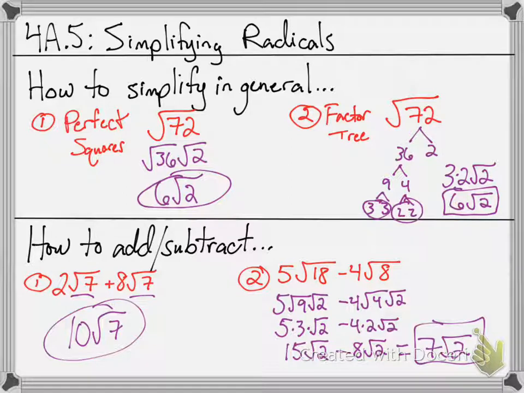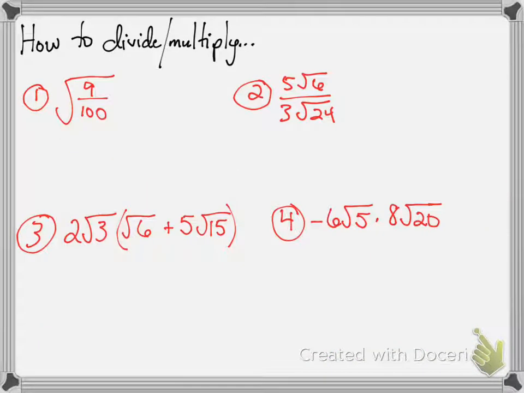So with adding and subtracting, you have to make sure you have the same radical. You cannot have different radicals and try to mush them together. You'll see with multiplication and division, you don't necessarily have to worry too much about that, but it's still the same idea in terms of making sure everything is simplified. So let's go ahead and look at division first, and then we'll finish off with multiplication.